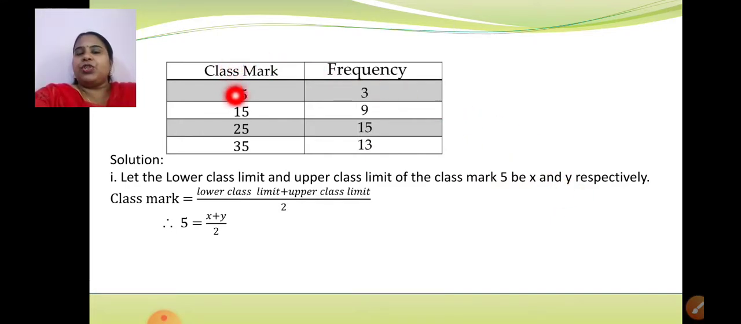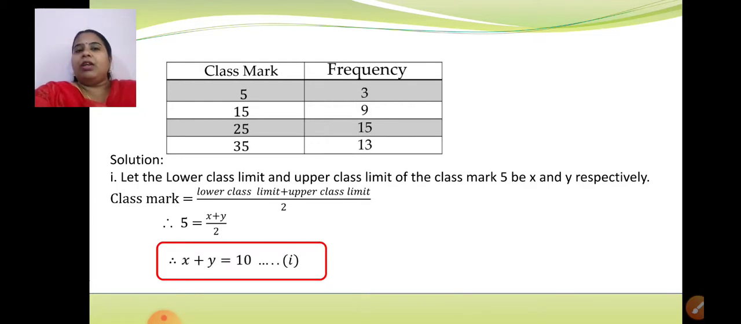For the first one, lower limit be x, upper limit be y. Then as per the formula, as I have shown you in the previous slide also, class mark is 5, lower limit is x, upper limit is y, and upon 2. This can be shifted here. It will become 5 2s are 10. So from this I get my equation number 1, that x plus y is equal to 10.